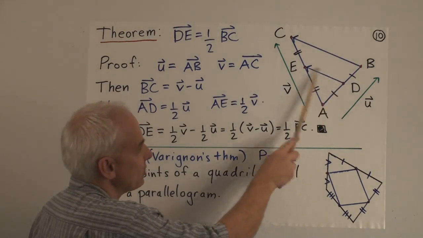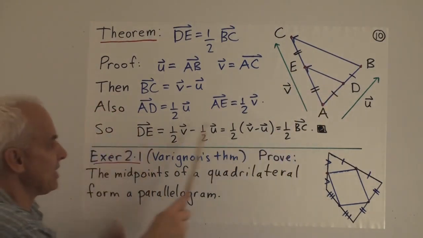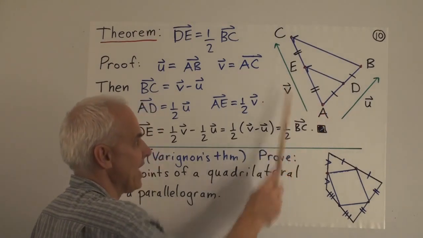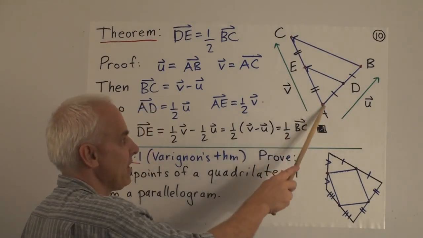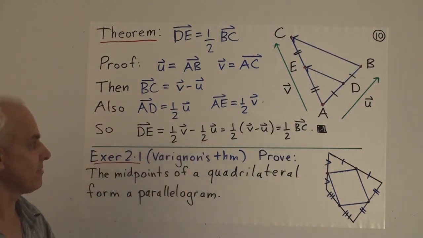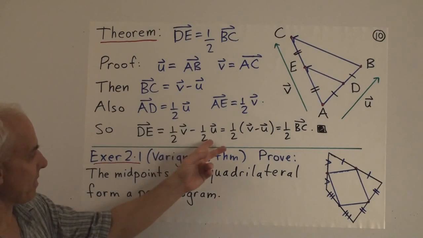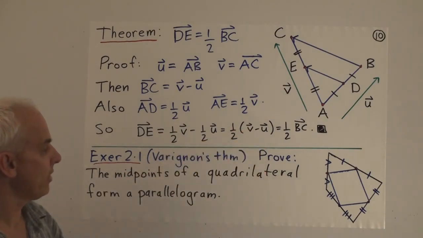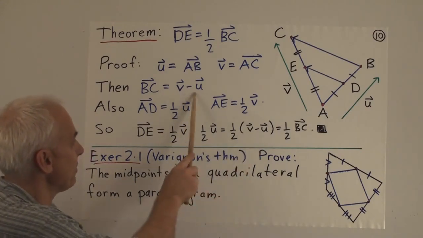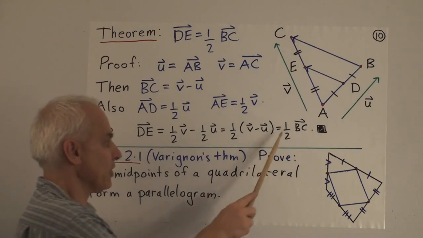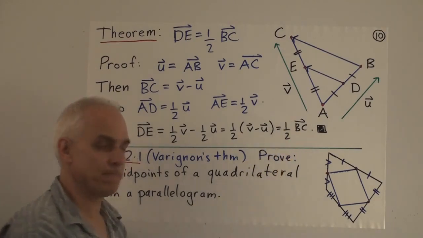So what is the vector DE? Well, the vector DE is going from this head to this head, so it's 1/2 of V minus 1/2 of U. Again, the difference between two vectors. And we write that 1/2 V minus 1/2 U using the distributive law as 1/2 of V minus U. And V minus U is what we obtained here. That was BC. So DE, that vector, is 1/2 of BC.